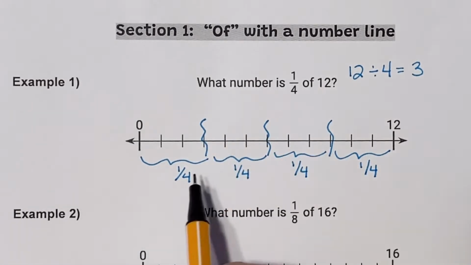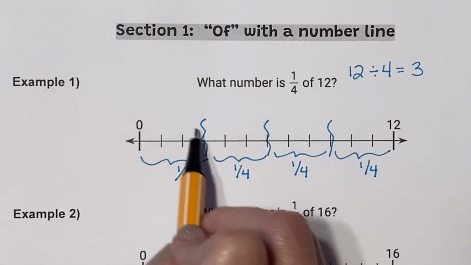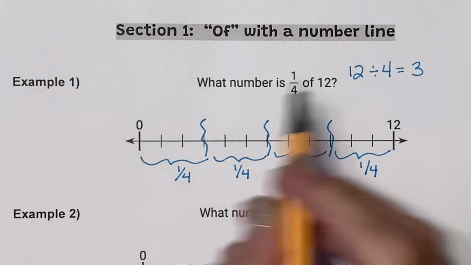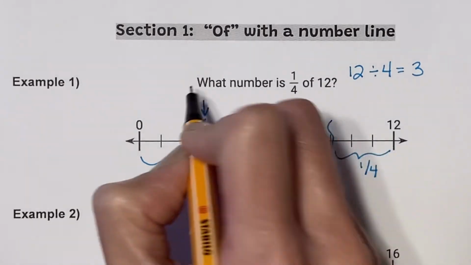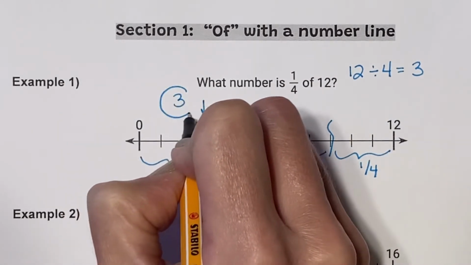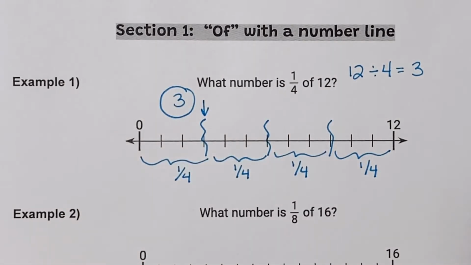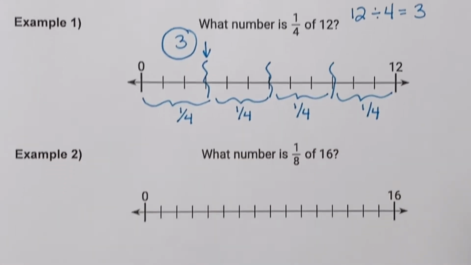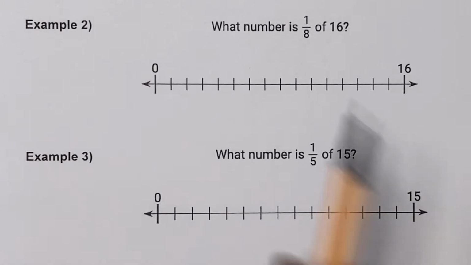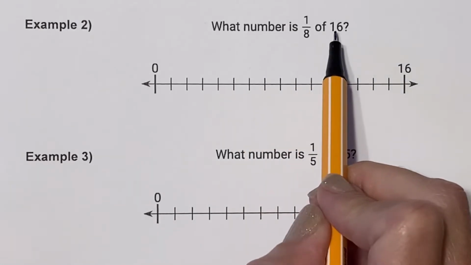What number is 1/4? Well, here would be 1/4, 2/4, 3/4, 4/4. What number is 1/4 would be right here, and it is 1, 2, 3. So what number is a fourth of 12? It's sitting at 3. Example 2, we're going to do the same thing. What number is 1/8 of 16?